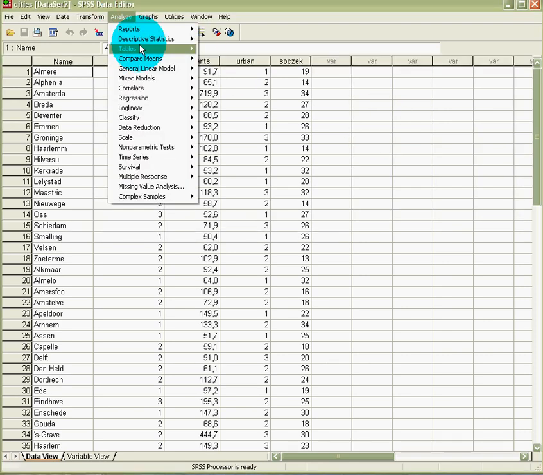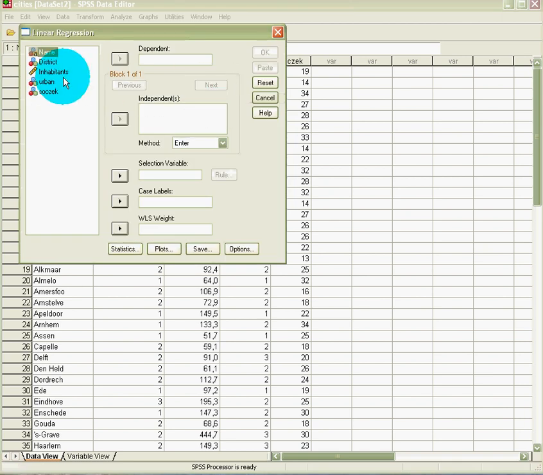We go to Analyze, Regression, Linear. The percentage of people living on social security, SOC-SEC, is the variable which we want to explain. And we want to explain it by the number of people who live in a certain city. So this is our dependent and this is our independent variable. We just keep it on the Enter mode, and I would advise you to always keep it on this Enter mode because this is the most plausible way to do regression.